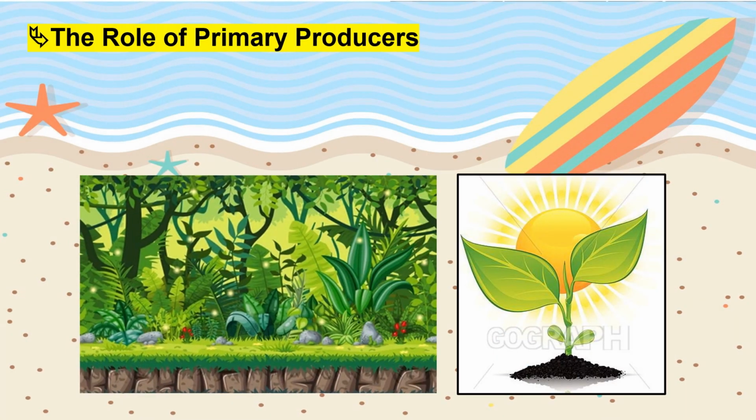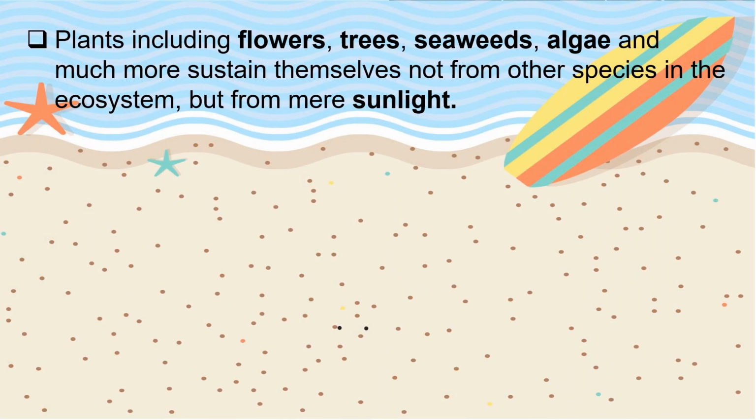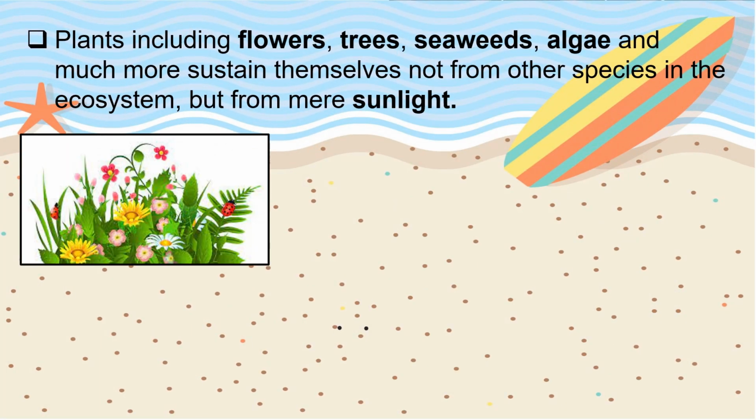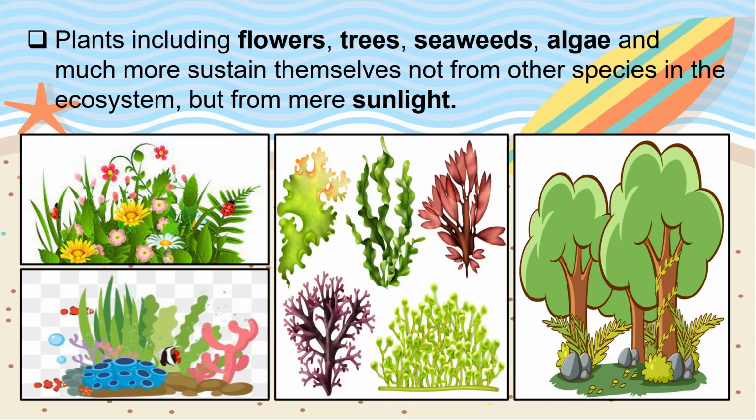What are the roles of primary producers? Plants in an ecosystem are considered primary producers because they supply nearly all the energy or food that other species need to survive. Plants including flowers, trees, seaweeds, algae and much more sustain themselves not from other species in the ecosystem, but from mere sunlight.